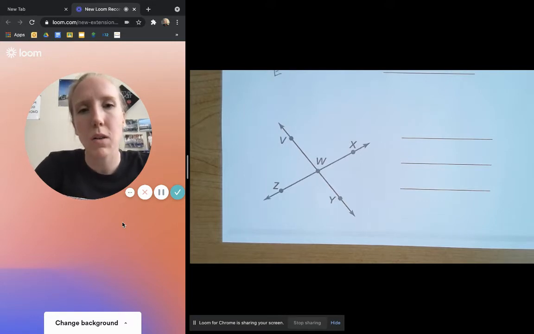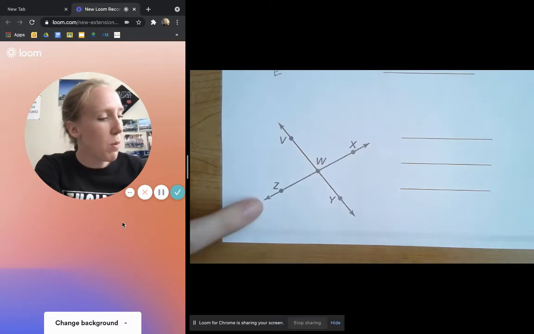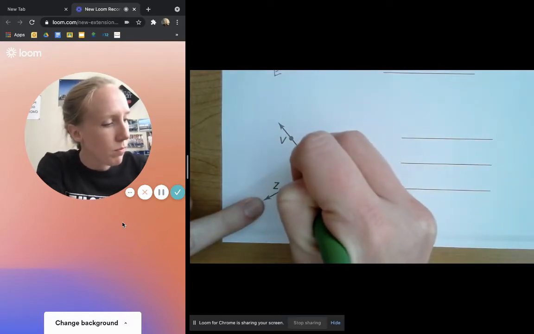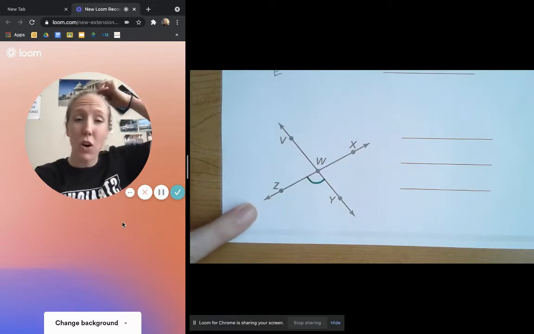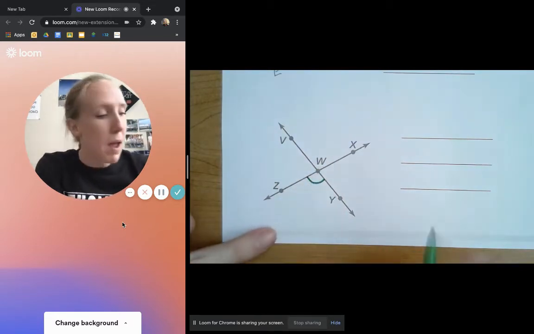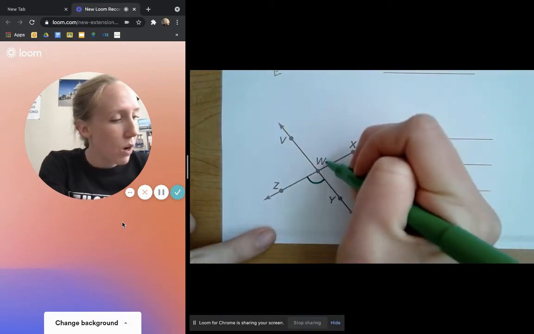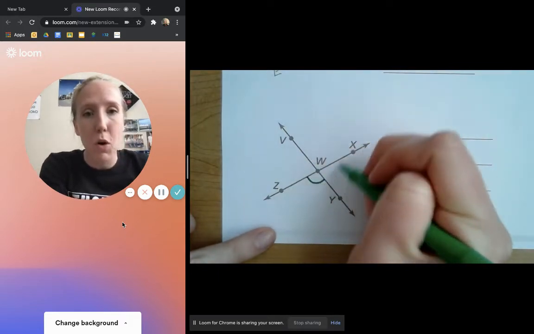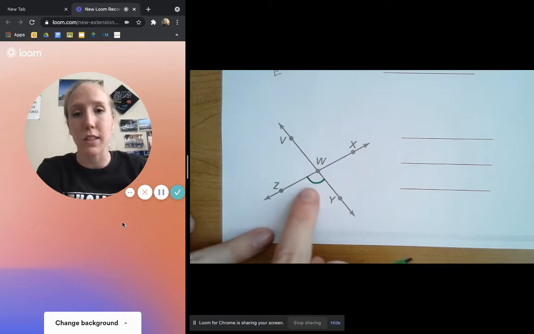So let's name a couple of angles from here. What if I wanted this angle? If I wanted that angle, I couldn't just say angle W, because angle W might be referring to that, or it could be that, or it could be the whole thing, but we certainly can't tell that it's just this.